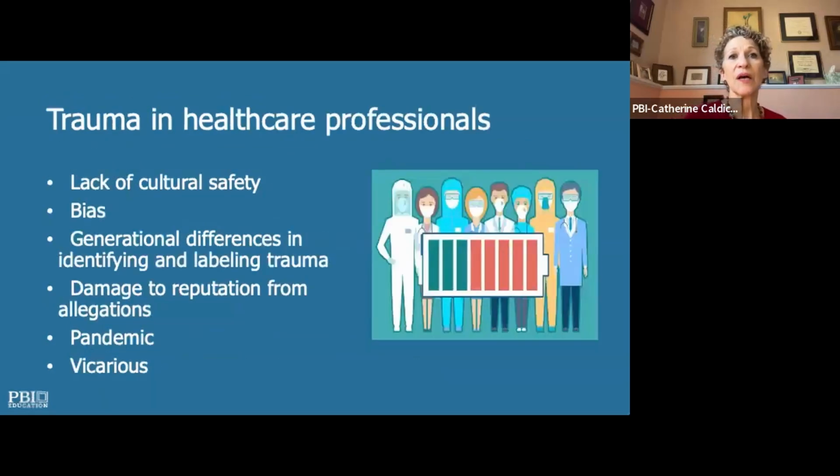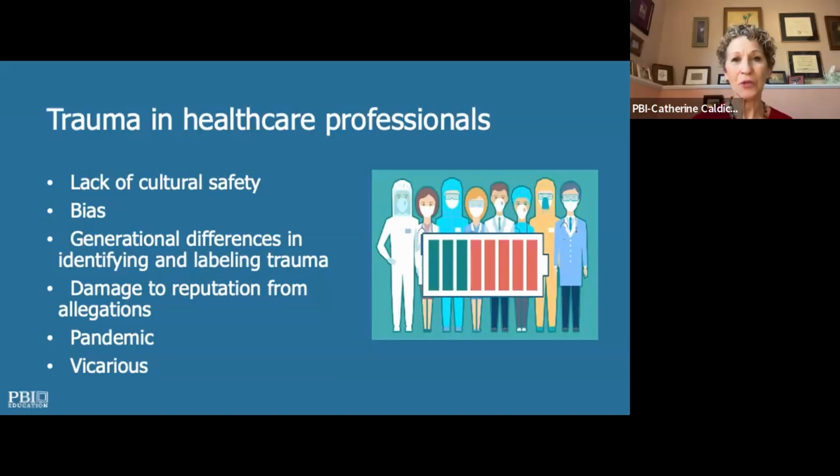Here are examples of the kinds of experiences that healthcare professionals can find traumatizing. They may feel they lack cultural safety at work. They may be experiencing bias or discrimination. There may be generational differences in identifying and labeling trauma. They may feel that they've had damage to their reputation from allegations.